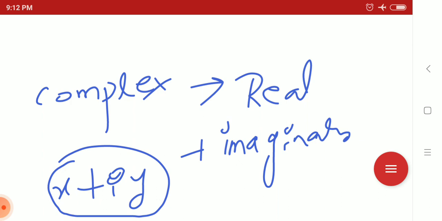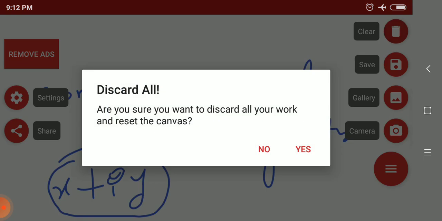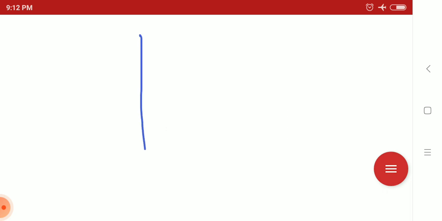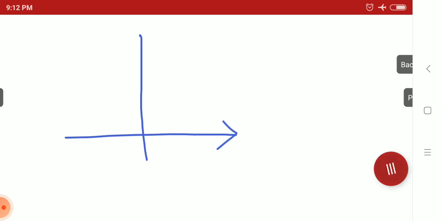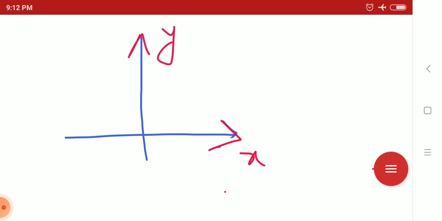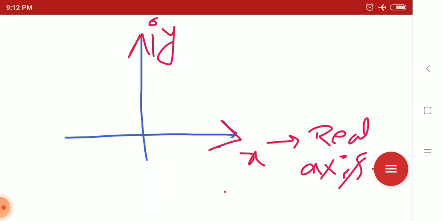So let's represent the Cartesian representation of a complex number. For real numbers in Cartesian coordinates, we write two axes: x, the horizontal axis, and y, the vertical axis. But when we write the Cartesian form of a complex number, we have x and iota y. Here it is the real axis, and here it is the imaginary axis.